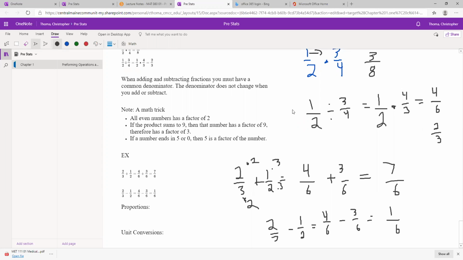So not quite where the syllabus says we are, but I think we've covered a lot today. So we will start next week with proportions and unit conversions. Questions?